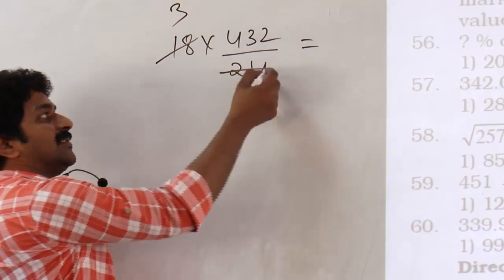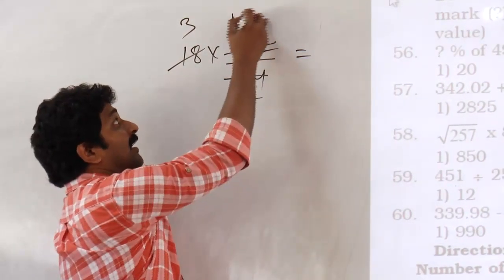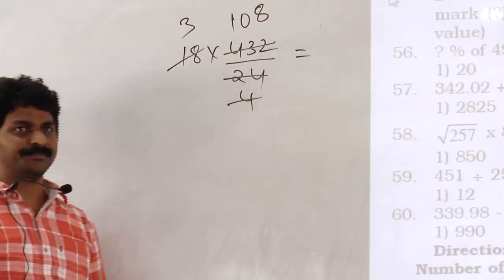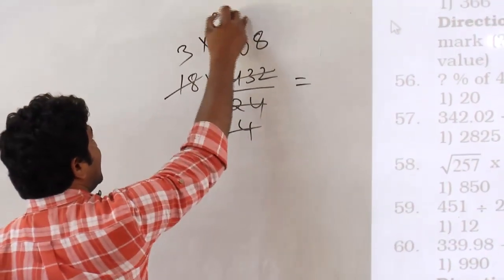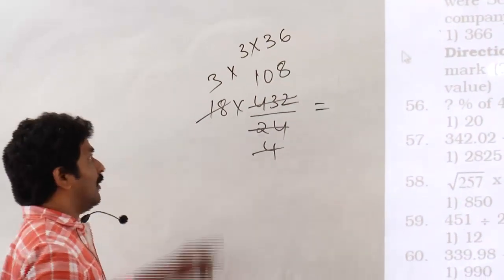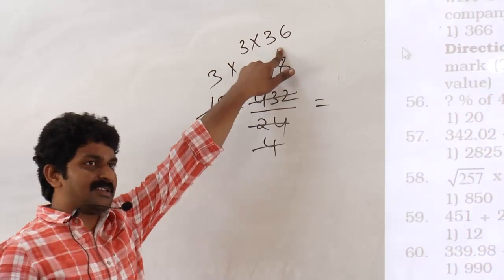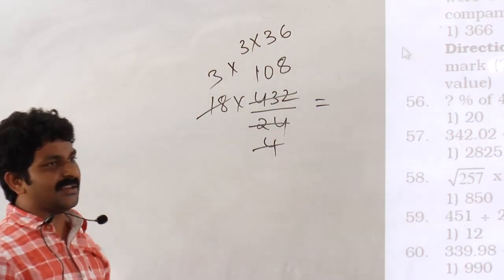6 3 times, 4 times, 408 times. You can write this number as a multiple of 3 because I have 3 here. 3 into, how much is that? 36. 3 square into 6 square, 18 square. X square is 18 square, x is 18.